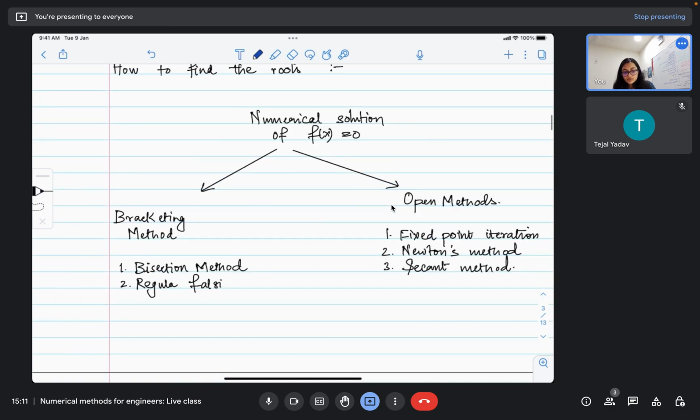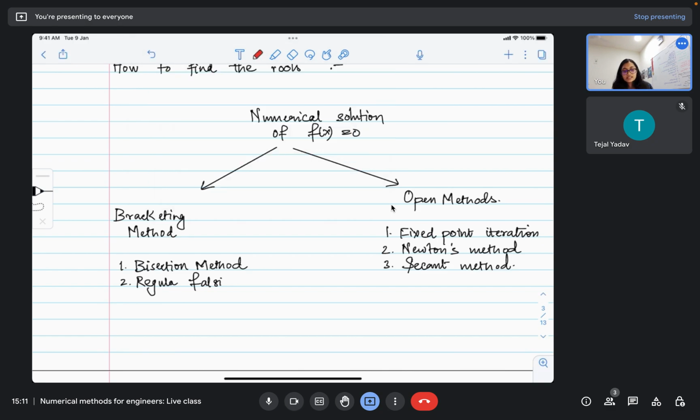With that recap of the main motivation, we will go ahead and see what techniques we are going to learn today. In order to solve these nonlinear equations, we use numerical solutions. One method is known as the bracketing technique or bracketing methods, and the other is known as open methods. The main idea of the bracketing method is that we select a bracket around the root and we try and converge towards the root.